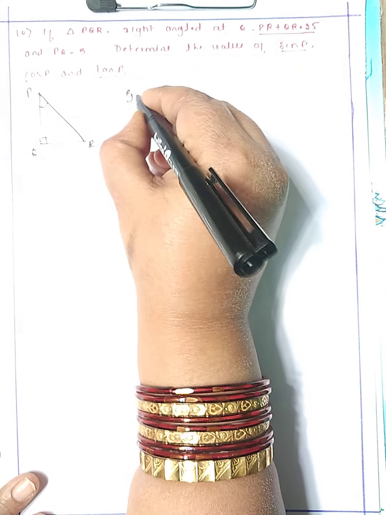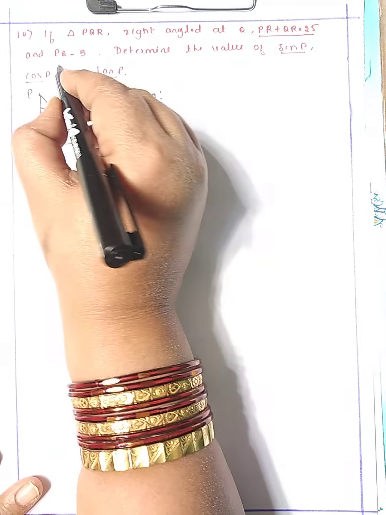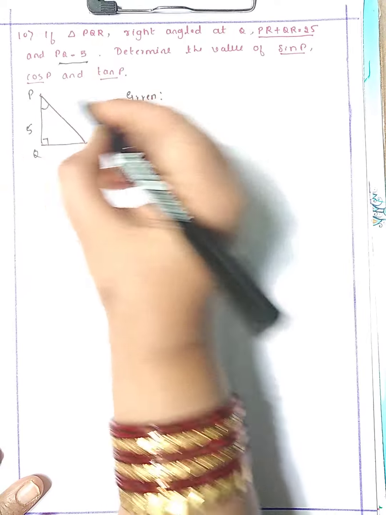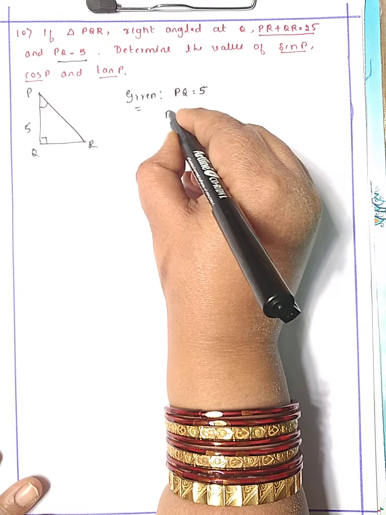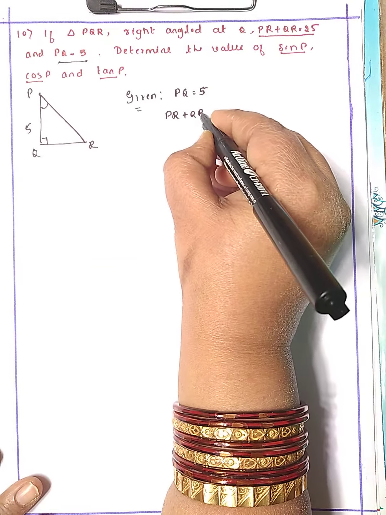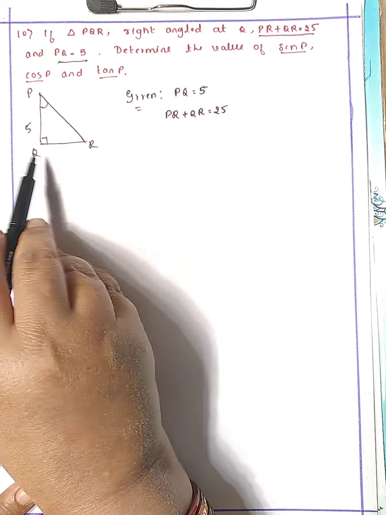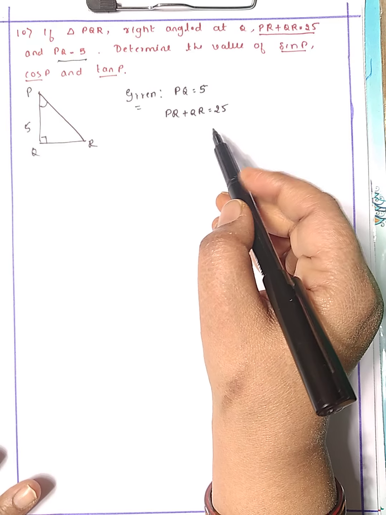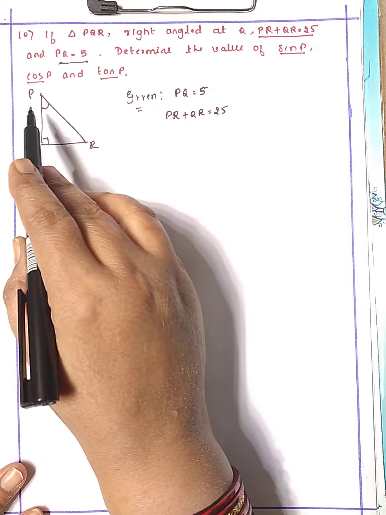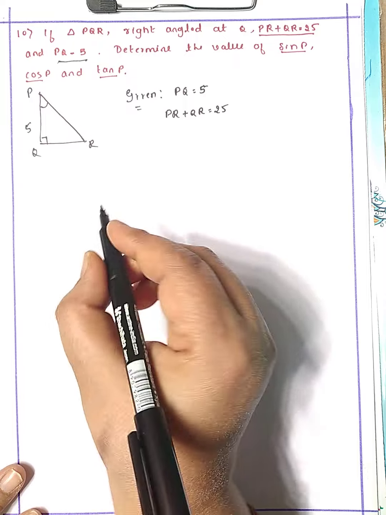So the given is PQ equal to 5 and PR plus QR equal to 25. The sum of these two sides, PR and QR, is 25 given here. Now we have to find out these lengths PR and QR. Again apply Pythagoras theorem here.